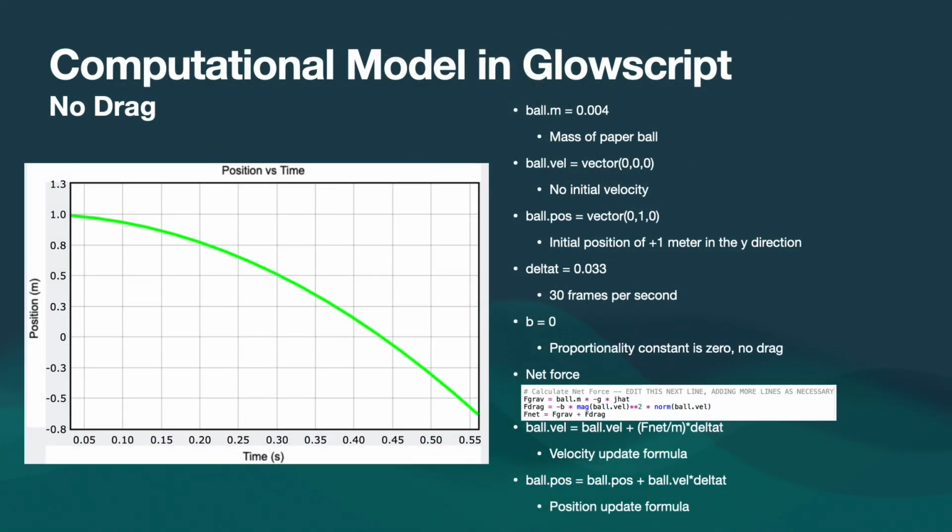In GlowScript, we set the mass of the ball equal to 4 grams. We set the initial velocity vector to 0, because there's no initial velocity, and we set the initial position to plus 1 meters high. The delta t was set to 0.033 for 30 frames per second, and because we are not calculating drag, our proportionality constant was 0. The net force is equal to the gravitational force plus the drag force, and then we use the velocity update formula and position update formula to generate our graphs. And here is the position versus time graph for no drag.